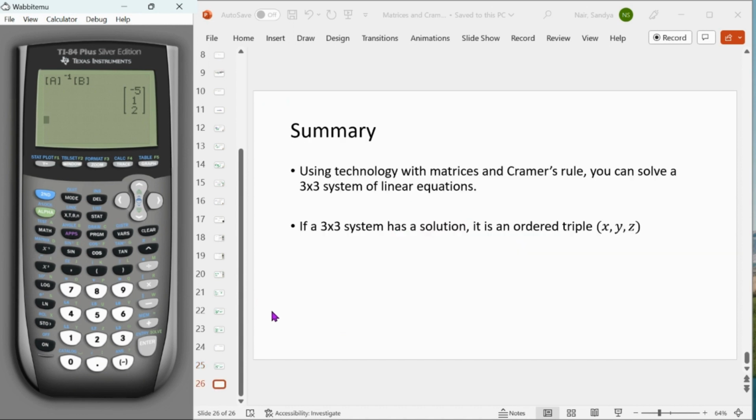So remember that using technology with matrices and Cramer's rule, you can solve a 3 by 3 system of linear equations. If a 3 by 3 system has a solution, it'll be an ordered triple in the form of x, y, z.